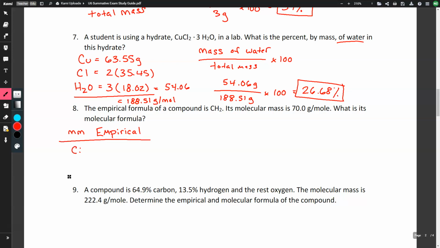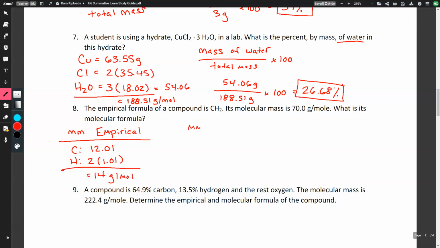So we got carbon, we have hydrogen. Carbon is 12.01. Hydrogen, there's 2 of them. Each one is 1.01. So let's just call that 14 grams per mole. It's close enough.